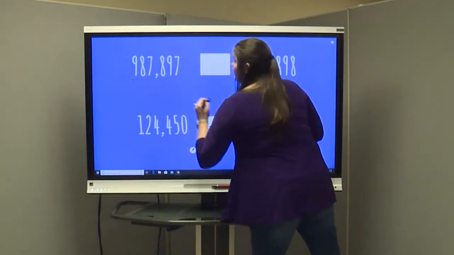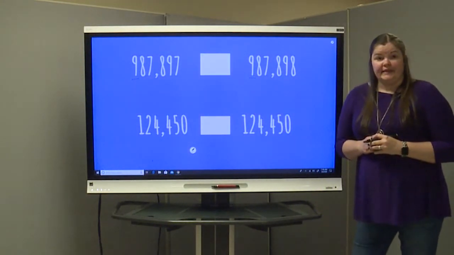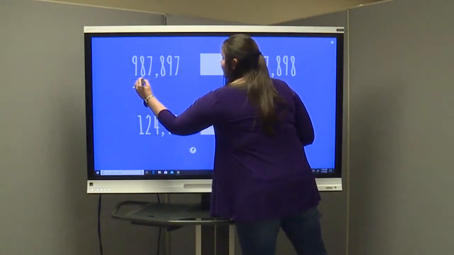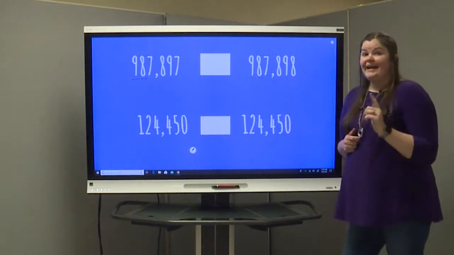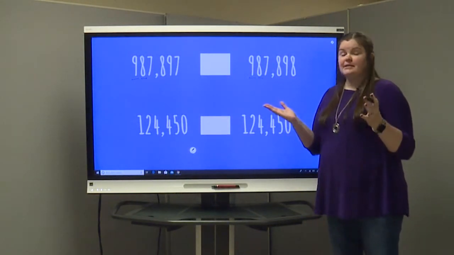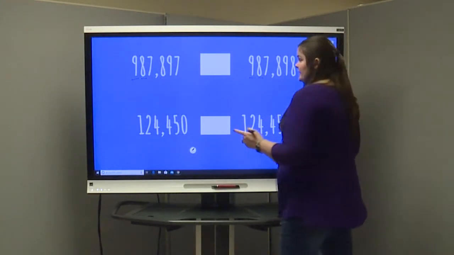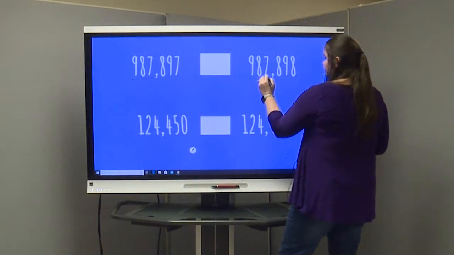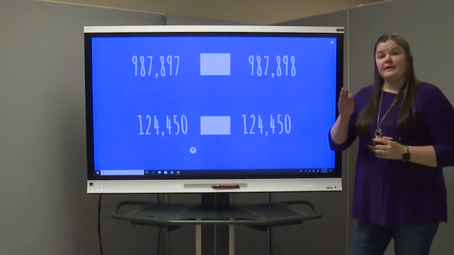I have 900,000s also compared to 900,000s. So I have to keep going. Next, I have 8 10,000s also compared to 8 10,000s. Still not sure which number is big enough, so I'm going to have to keep going to the next one. Let's move to the thousands place. Then I have 7,000s compared to 7,000s. Still don't know. Let's go down to the hundreds place.